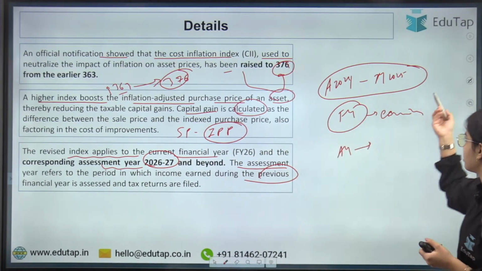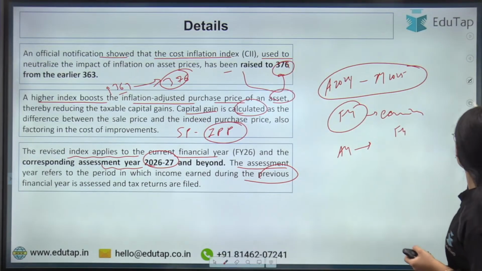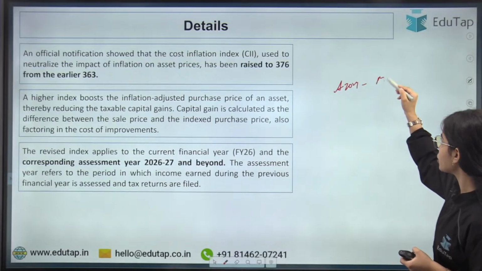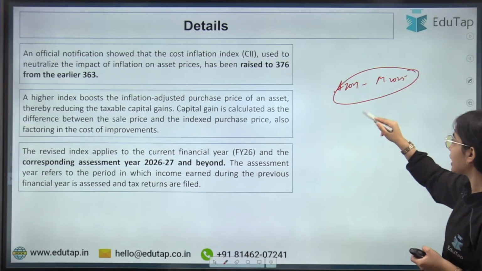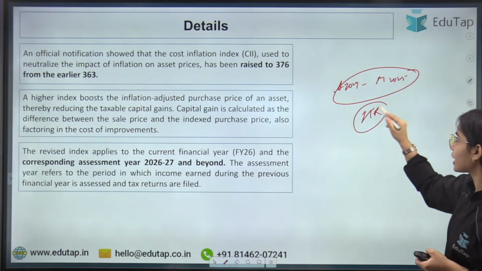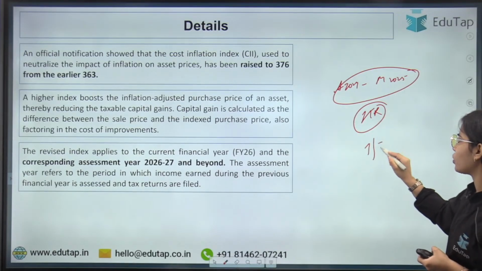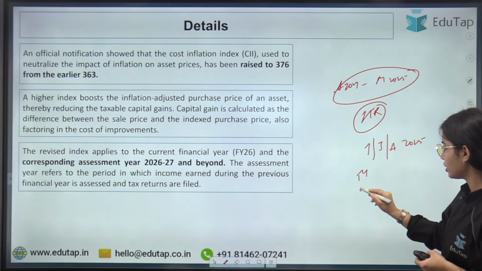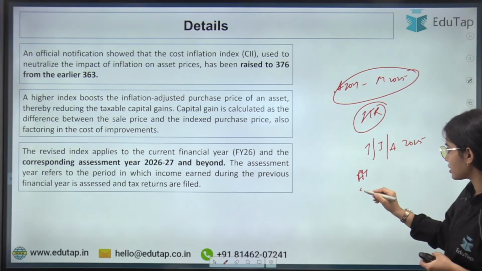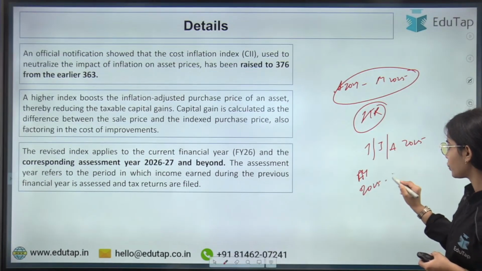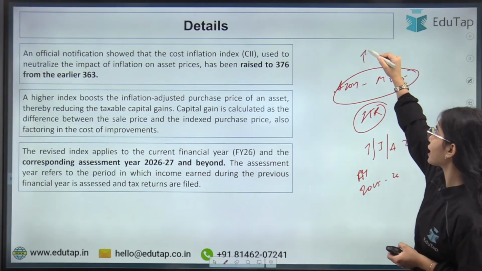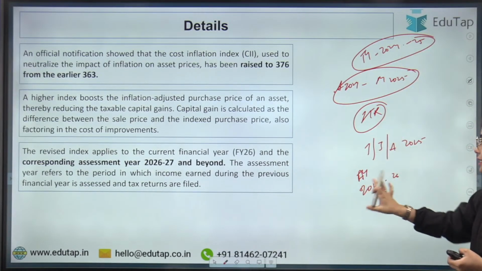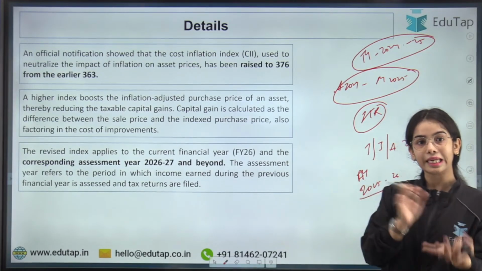So if you have earned the income from April 2024 till March 2025, you are filing your ITR in June, July, August of 2025. This is the assessment year of 2025-26. So if you have earned the income in financial year 2024-25, you are filing your ITR in the assessment year of 2025-26, that is the next year.